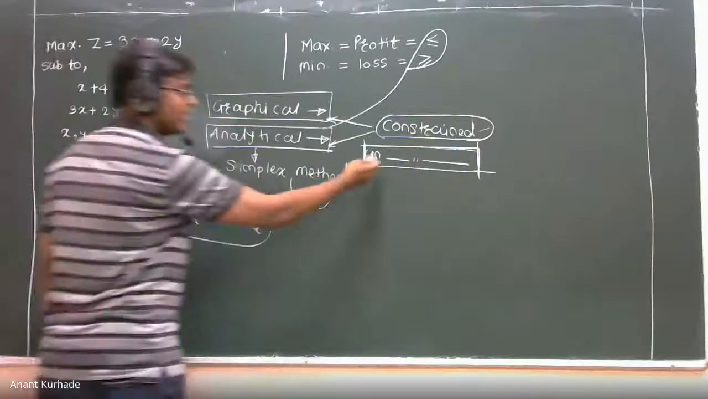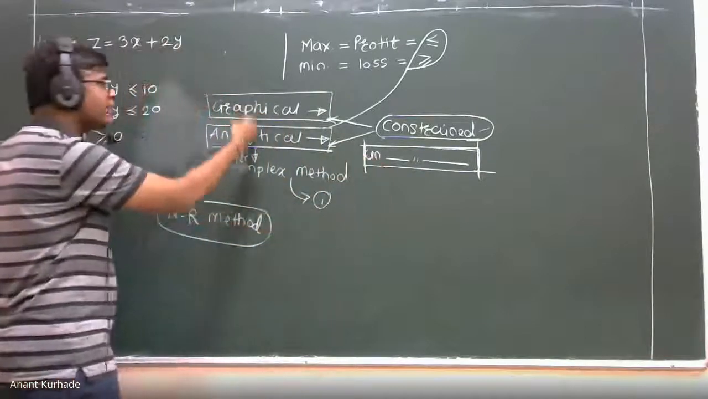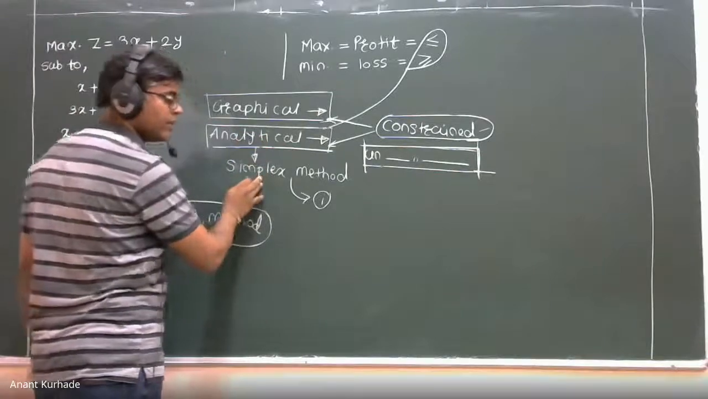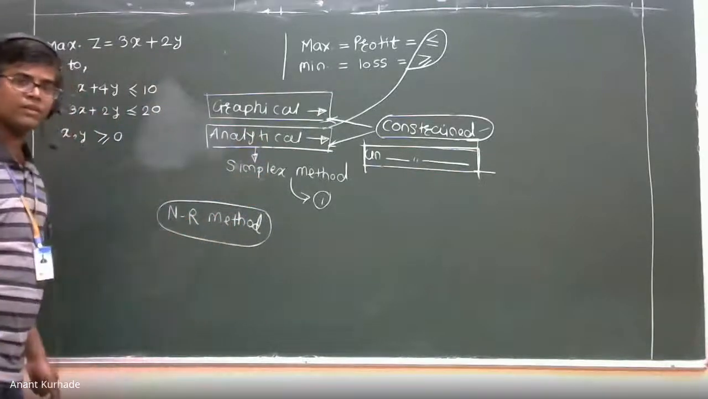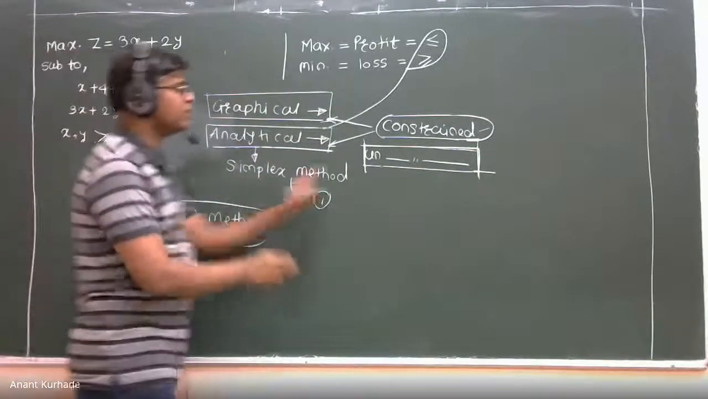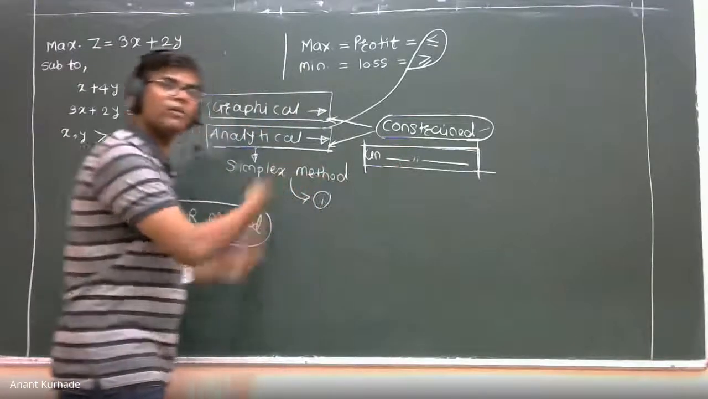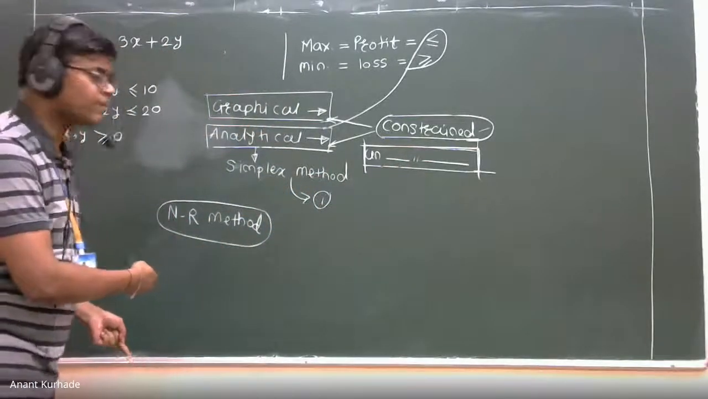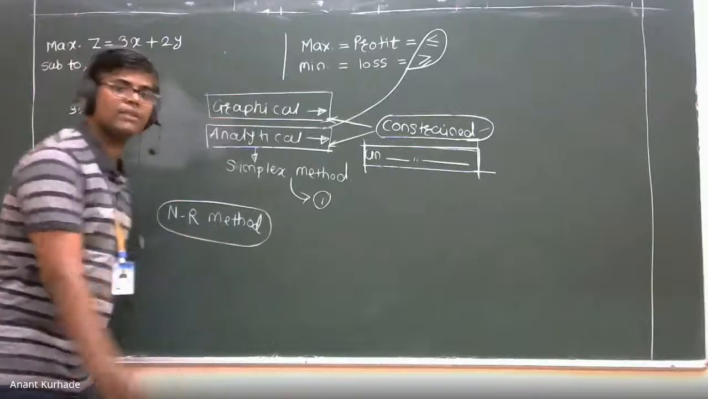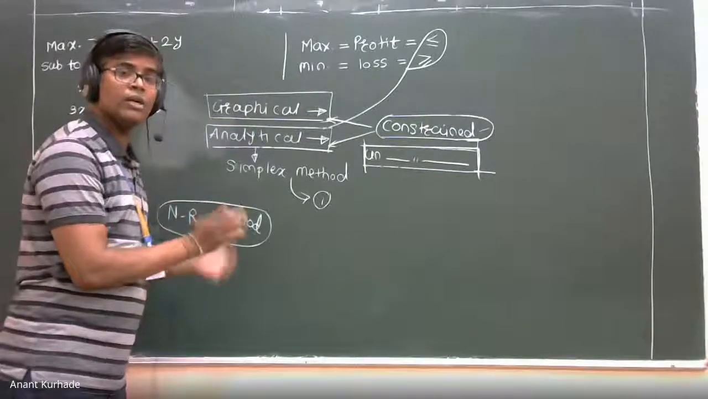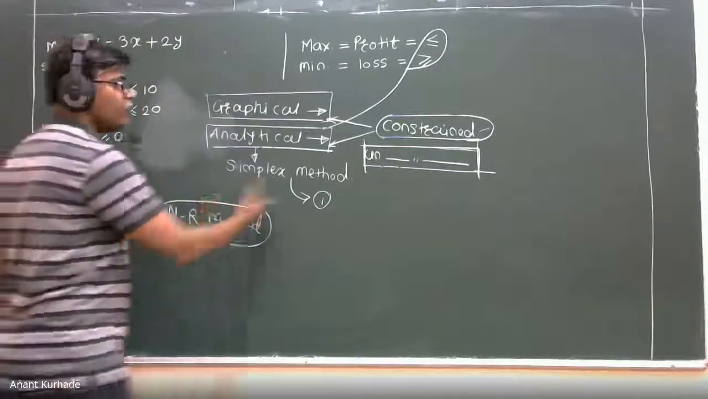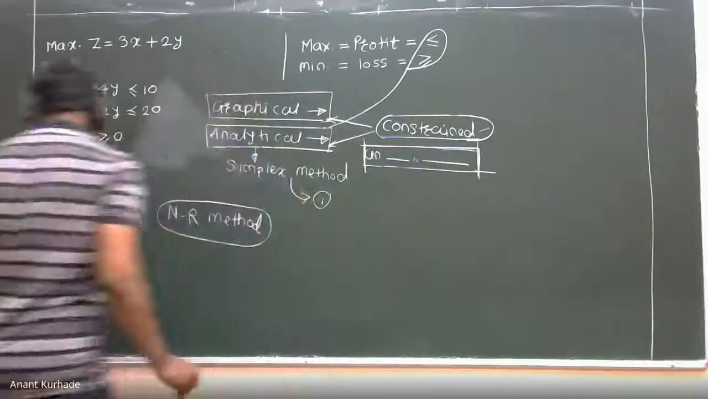Again, this is our syllabus. Once we finish the graphical method and the analytical simplex method, then we will study the NR method. This NR method, or unconstrained optimization, will refer to our first chapter, where we studied the equal fraction methods. We have to take that modified formula and use it to solve this unconstrained optimization.